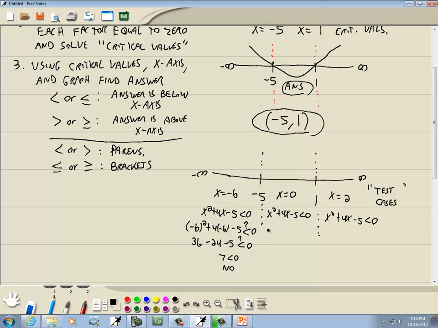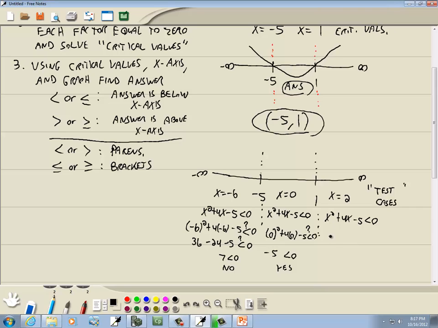Now if I put 0 in, our second test case, we'd have 0 squared plus 4 times 0 minus 5 is less than 0. And this is a question mark at this point. 0 squared drops away, 4 times 0 drops away, and we get... oops. Okay, assuming I could actually add numbers. Let's try that again. -5 is less than 0, which is true. So this is part of our answer, this interval.